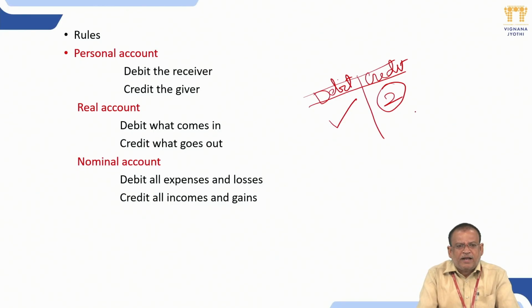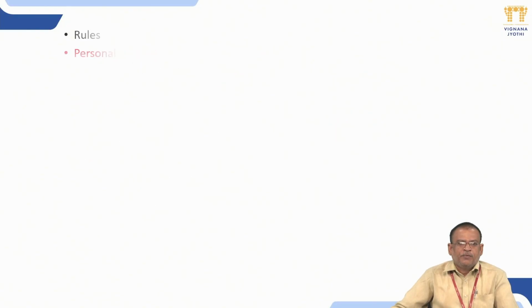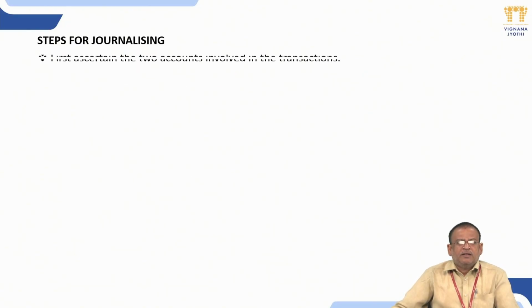Coming to the rules of accounts. Personal account rule: debit the receiver, credit the giver. Real account: debit what comes in, credit what goes out. Nominal account: debit all expenses and losses, and credit all incomes and gains. Whenever you want to prepare journal entries, these rules are very important. Remember these three rules. Whenever you want to write journal entries, you need to follow three steps.